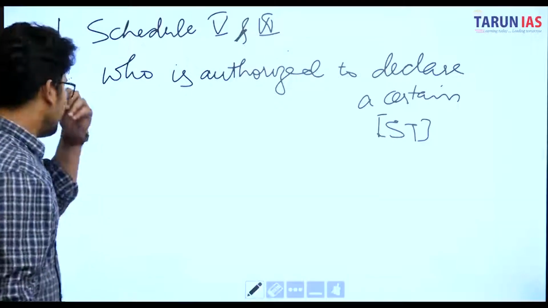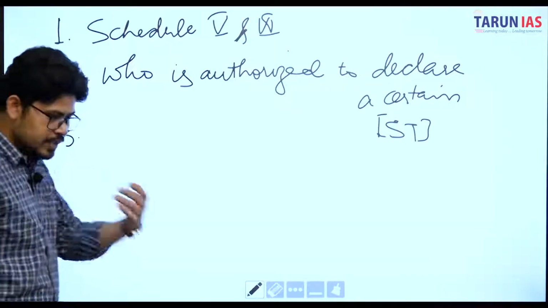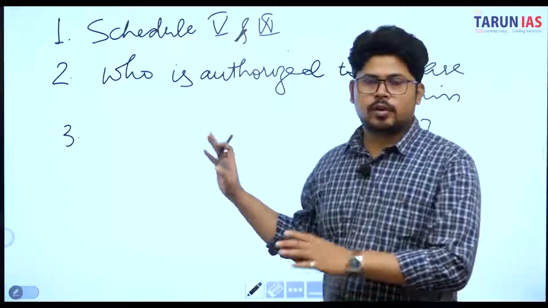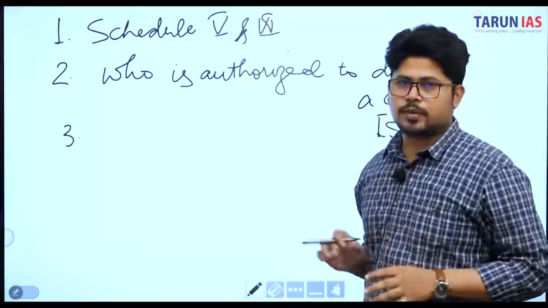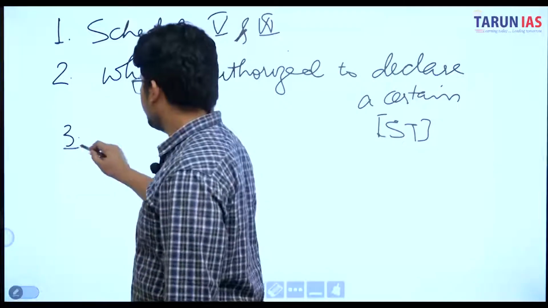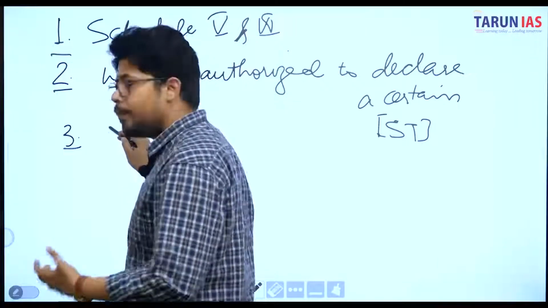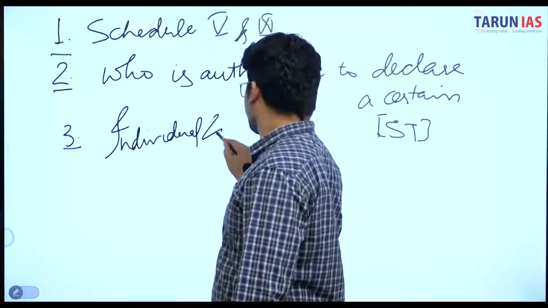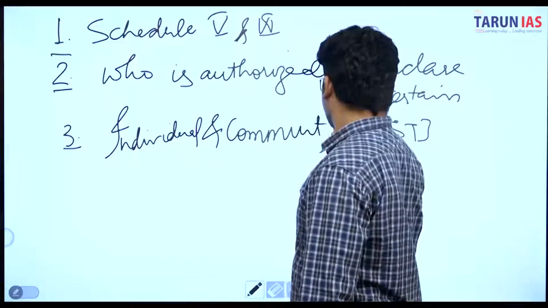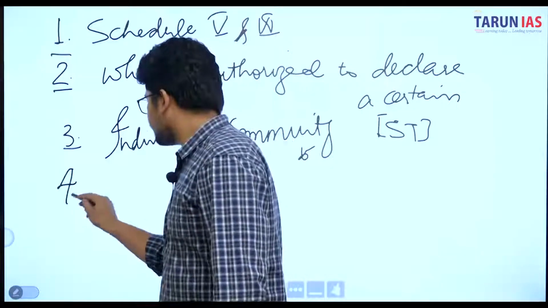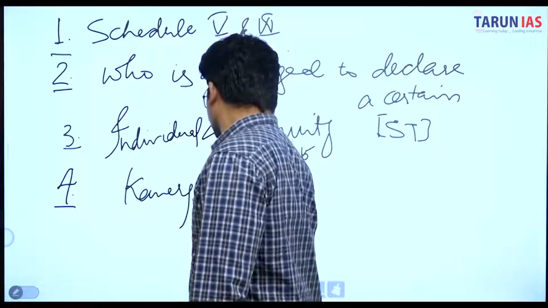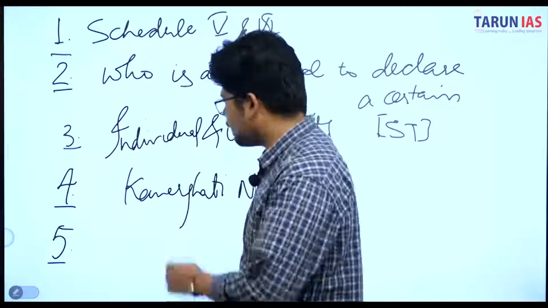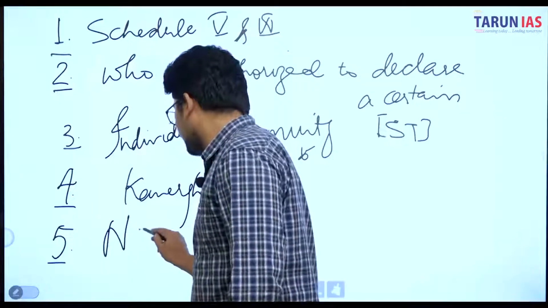Okay. The third important point here is from the mains point of view. I hope you understood. Now I am writing down what are the important points that you should look for in the prelims. The third important point is what is the basis of individual and community forest rights. And the fourth important point is where is Kanger Ghati National Park.